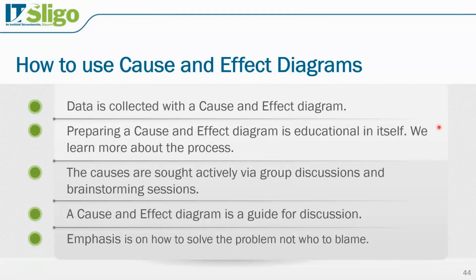And preparing the cause and effect diagram is actually educational itself. We're actually learning a lot more about the process, and we actively seek causes via group discussions and brainstorming sessions. The emphasis should be on solving the problem, not identifying who's to blame. For example, trying to apportion blame or identify who is responsible. The emphasis at all times is on solving the problem. And the cause and effect diagram provides a guide for discussion.